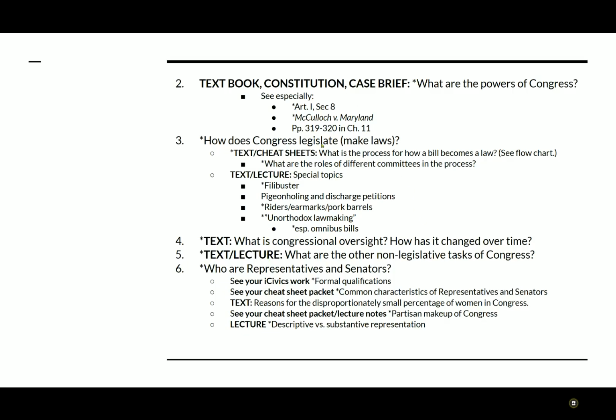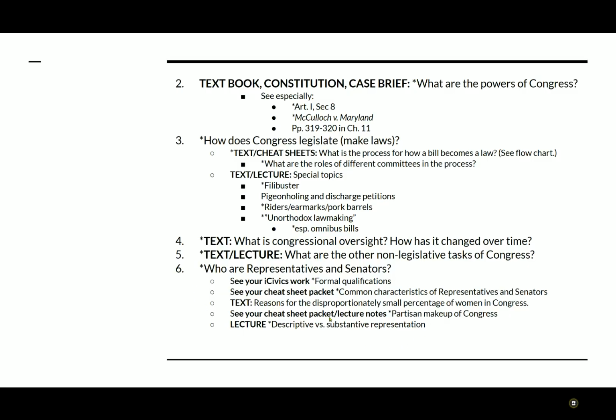I will say, as you're looking at this, going through the list, anytime you see a reference to how things have changed over time, whether it's the power of the speaker, the seniority rule, and power of committee chairs, those are going to be things you certainly need to include in your notes. They're easy to overlook. That's why I have noted this here. And those are going to be important details for you to include.